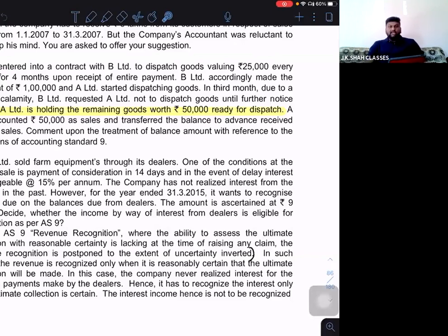Right? So here, the treatment given by the accountant is not correct and it is not in line with AS 9. So the accountant should have recorded the entire 1 lakh rupees as sale. 50,000 is already recorded and the balance 50,000 also should have been recorded as a sale. Right? So let us go with the solution.